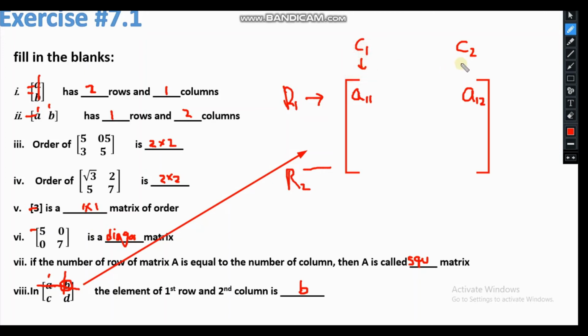This is second row and second column. So again here we can write a second row, first column. So we can write again here second row, second column. So the element of B means here, second row here, first row means this, and second column means this. So the element of B in this number is B. So first row, second column we can write in this form. Okay.